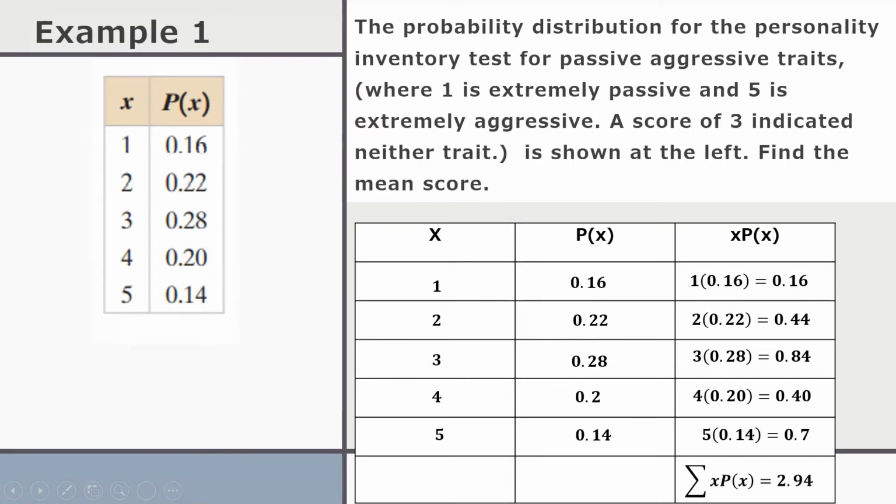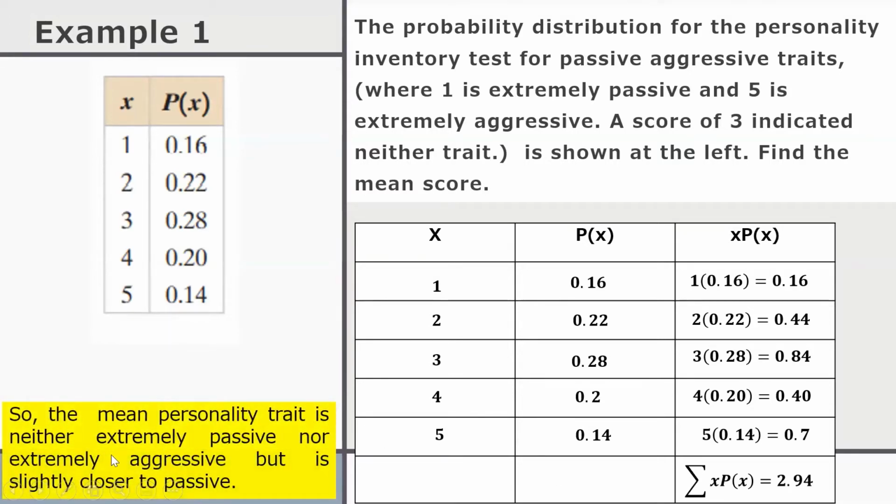So how are we going to interpret the mean? Recall that a score of 1 means extremely passive, and a score of 5 is extremely aggressive. Then 3 indicates neither of these two traits. If you will notice, the mean is 2.94. This is almost 3. So the mean personality trait is neither extremely passive nor extremely aggressive, but is slightly close to passive.